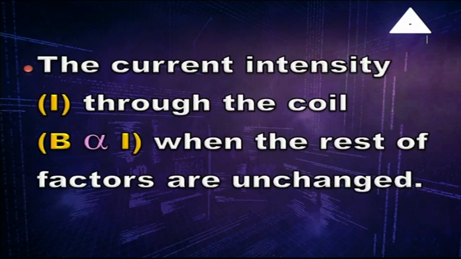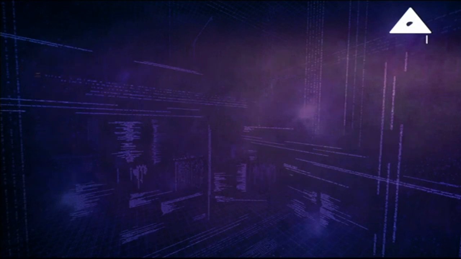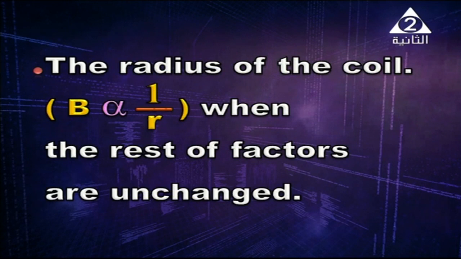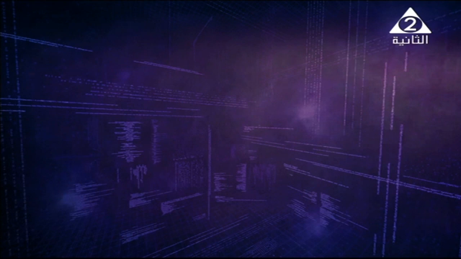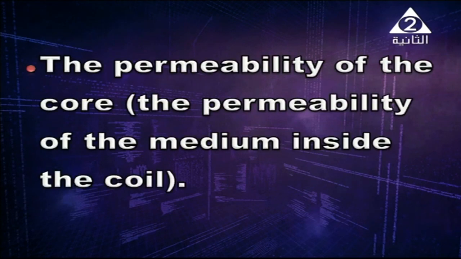The second factor is the current intensity. B is directly proportional to the current intensity when the rest of the factors are unchanged. And it is inversely proportional to the radius. B is proportional to 1 over R when the rest of the factors are unchanged. And finally, the permeability of the core, the permeability of the medium inside the coil.